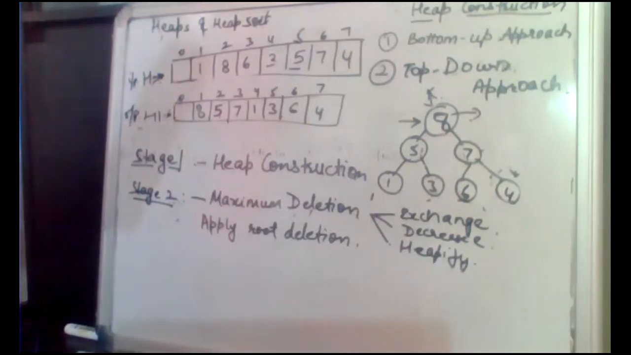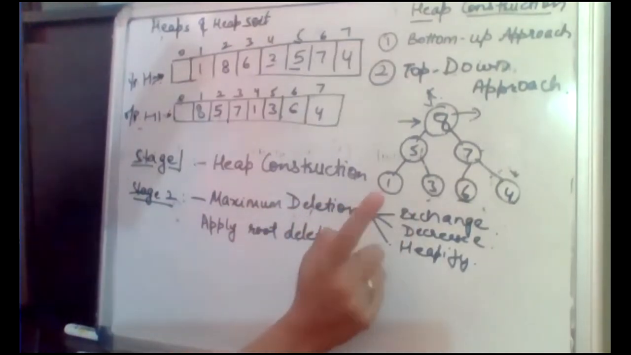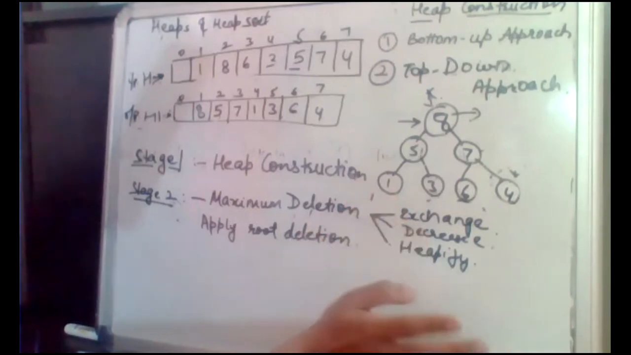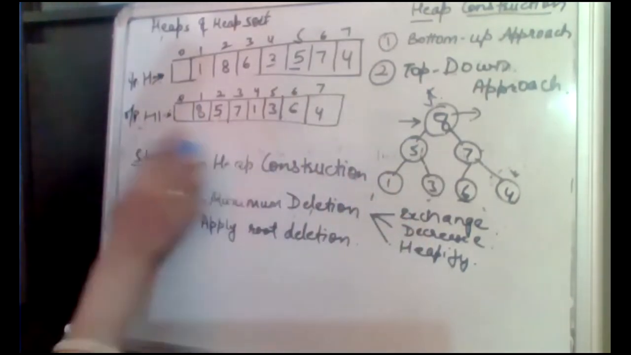Fine. So what we are going to do is, we have known how the heap construction is done. We have checked this in the previous session. Now from the same heap, we are going to do the deletions and get a sorted array. So let's quickly see that.